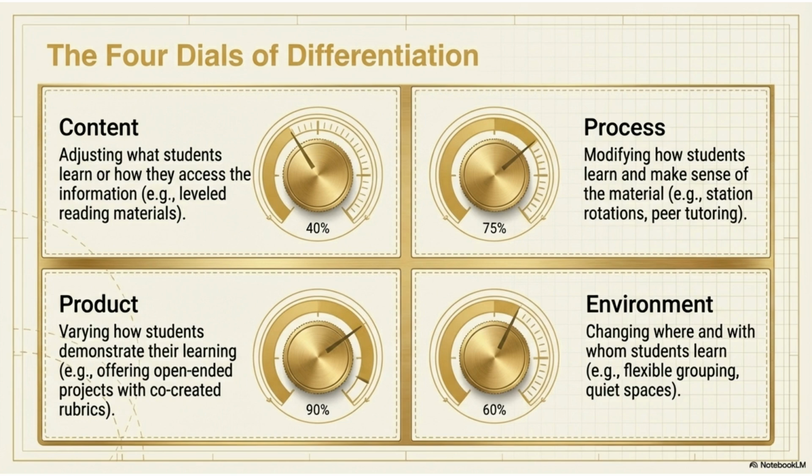Differentiation can be adjusted through four dials: content, which is adjusting what students learn or how they access information; process, which is modifying how students learn and make sense of the material; product, which is varying how students demonstrate their learning; and environment, which is changing where and with whom students learn.